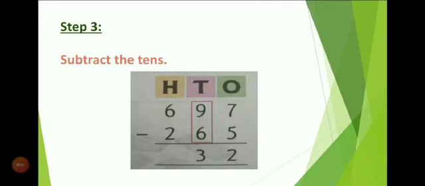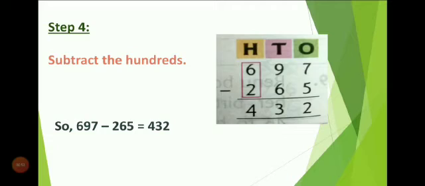Then, we will subtract the tens. It means we will subtract 6 tens from 9 tens. We will get 3 tens. We will write 3 under the tens column. Then we will subtract the hundreds. It means we will subtract 200 from 600. We will get 400. We will write 4 under the 100 column. So, it means 697 minus 265 is equal to 432.